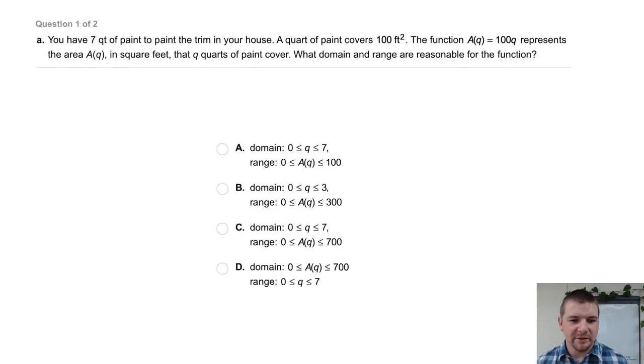You have 7 quarts of paint to paint the trim in your house. A quart of paint covers 100 square feet, and the function A(Q) = 100Q represents the area, A(Q), in square feet that Q quarts of paint cover. What domain and range are reasonable for the function?